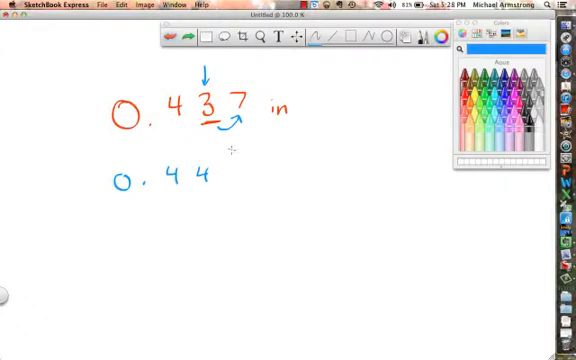We just call it, this little symbol looks like an equal sign, but it means about. It's approximately, it's almost 44 hundredths. 0.44 is 44 hundredths. Okay.